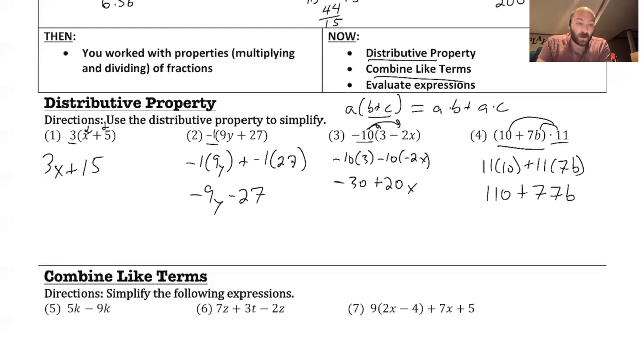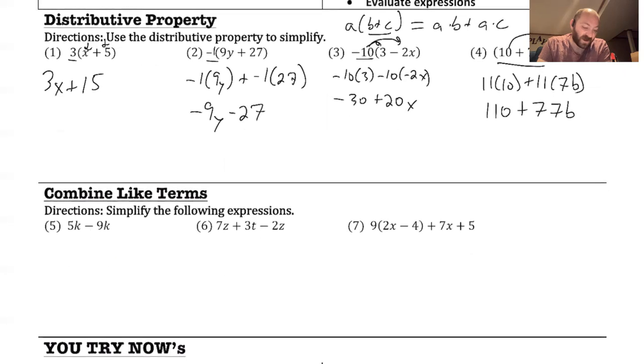Okay. Combining like terms. So we're going to simplify the following expressions. When we simplify these, we can only put like terms together. And what that means is the variables and exponents must match. So for example, here I got 5k and 9k. Both of those are k's. They're both to the first power. I can put them together.